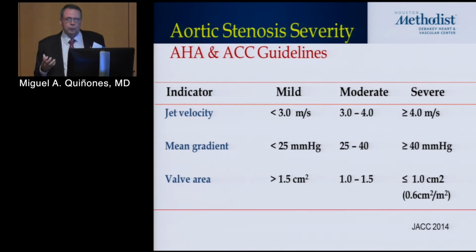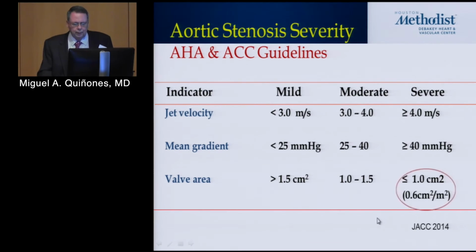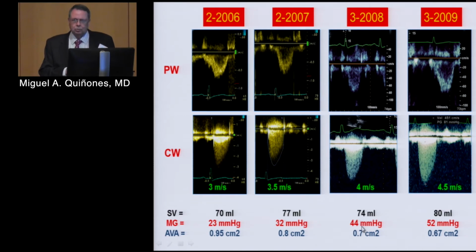Then the other problem that sometimes we get when people get referred to us is this magic creation by people in a room smoking cigars that they decided that 1 or less was critical. We tend to use more 0.7, they use 0.6 per meter square. And of course, the next slide is taken from the editorial that Dr. Sugby wrote, in a situation of low flow, normal EF AS, critical AS. This patient has a valve area of 0.95, it would be critical. Look at the jet, early peaking, 3 meters, mean greater than 20-something, asymptomatic in 06.